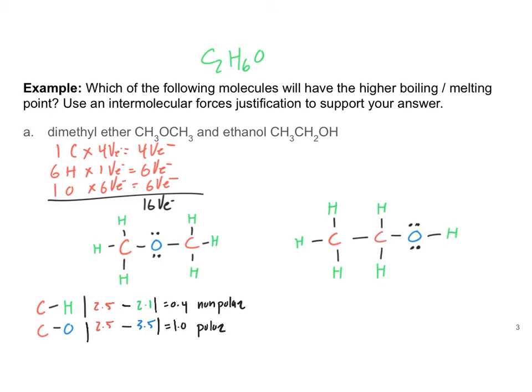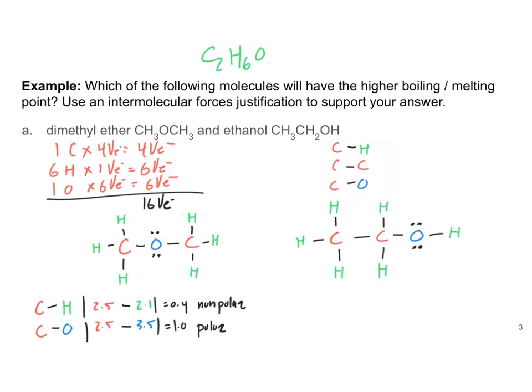Over here, on the other structure, I have a few different bonds. I still have the carbon and the hydrogen bond, and I have a carbon-carbon bond, and I have a carbon-oxygen bond, and I have an oxygen-hydrogen bond. So this would be carbon-hydrogen and carbon-carbon and carbon-oxygen, and then there's one more, which was oxygen and hydrogen. So those are all the types of bonds that I have.